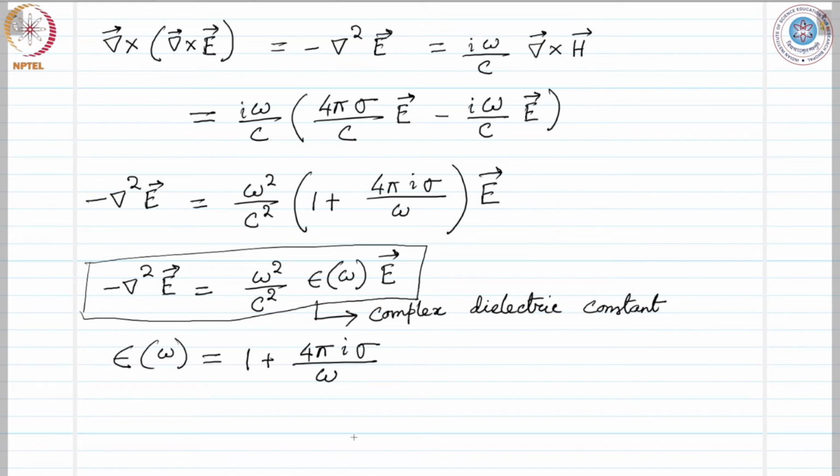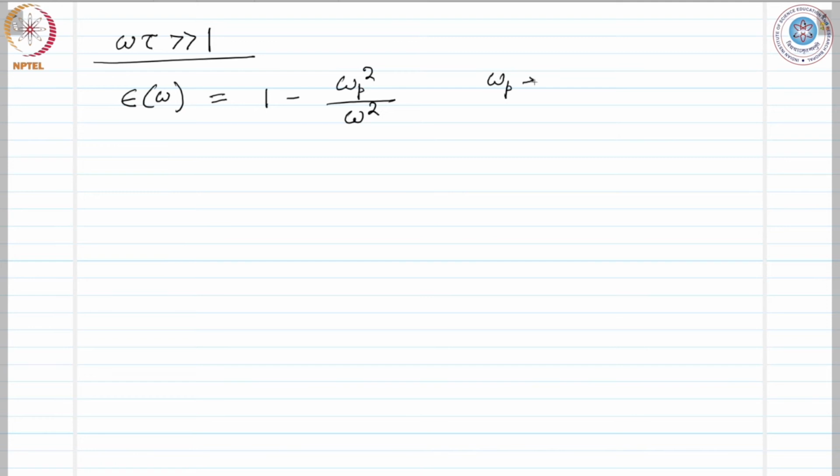Now let's consider different ranges of frequency. If we are at a frequency that is high enough to satisfy the condition omega times tau is much greater than 1, then to a first approximation we can write the dielectric constant equals 1 minus omega p squared over omega squared. So we have introduced a new quantity omega p here. Omega p is known as the plasma frequency.